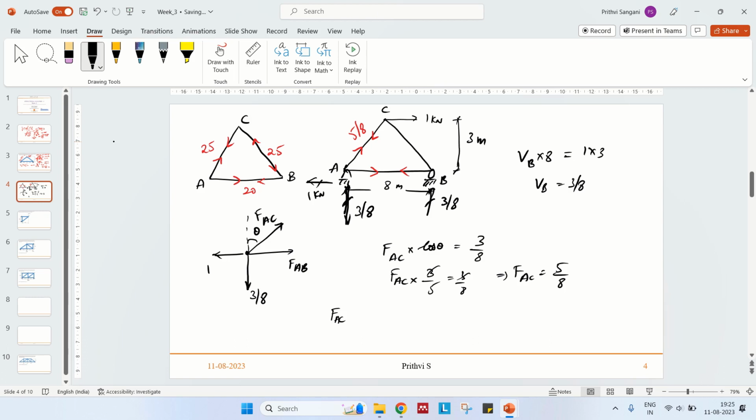So let us say this is alpha. FAC cos alpha plus FAB minus 1 equals 0. FAC we already know: 5 by 8 times cos alpha. If this is alpha, this is 4 and this is 5, so this is 4 by 5, plus FAB minus 1 equals 0. So FAB is 1 minus 1 by 2, that is half. So FAB is half, in tension, and the other member works out to be in compression, 5 by 8.